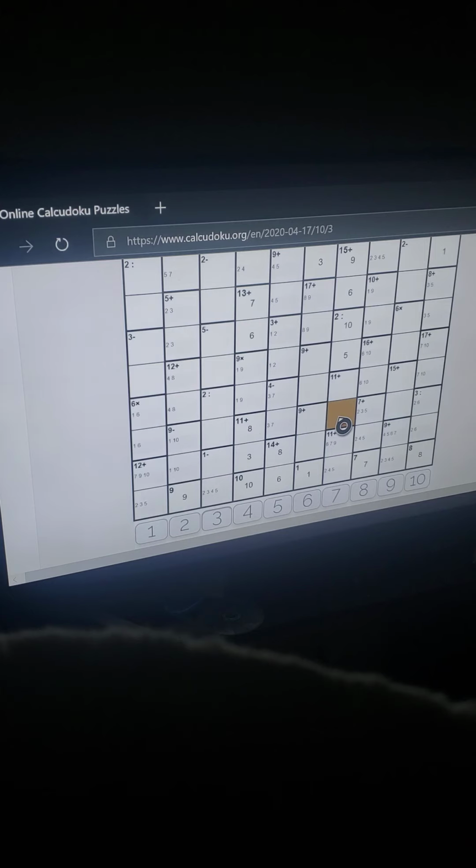Oh, with this 11. Oh, in the 6th. Yep, in the 6th. I mean, in the 7th column, the 11. I can reduce these notes, so this can't be a 2, dude. Oh, nope, I did not mean to do that.